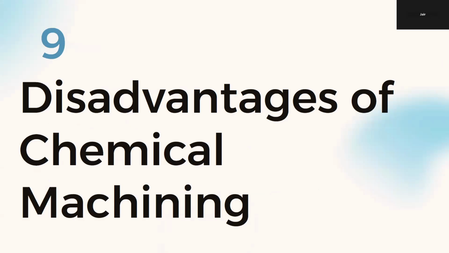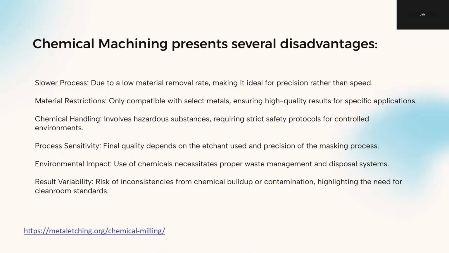Disadvantages of chemical machining. Chemical machining presents several disadvantages, including slow process due to low material removal rate, making it ideal for precision rather than speed. Material restrictions. Only compatible with select metals, ensuring high-quality results for specific applications. Chemical handling involves hazardous substances requiring strict safety protocols for controlled environments.